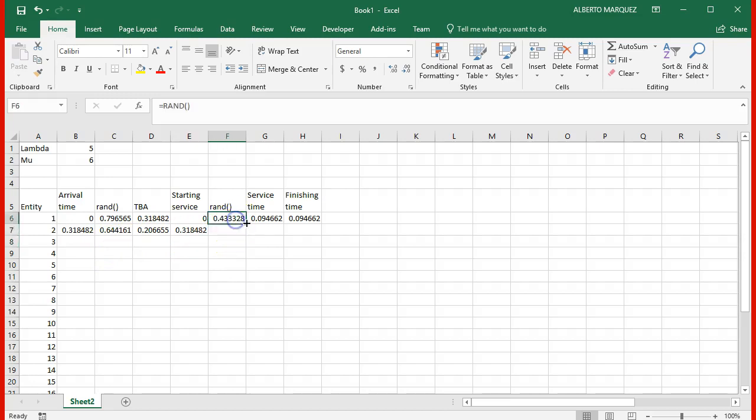So now we schedule the service time by generating another random number and repeating the same formula and the same finishing time. And now you can see in this particular instance that the starting service time for the second entity depended on the availability of the server, because the next entity arrived pretty fast. So the second entity had to wait. Okay, now we can copy this down.